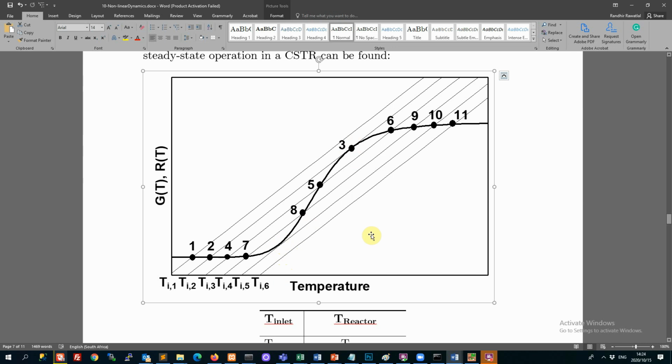So have a look at this. Think about how you would find this point. Maybe pause the video right here and have a think about this. What criterion would you apply to find these values?